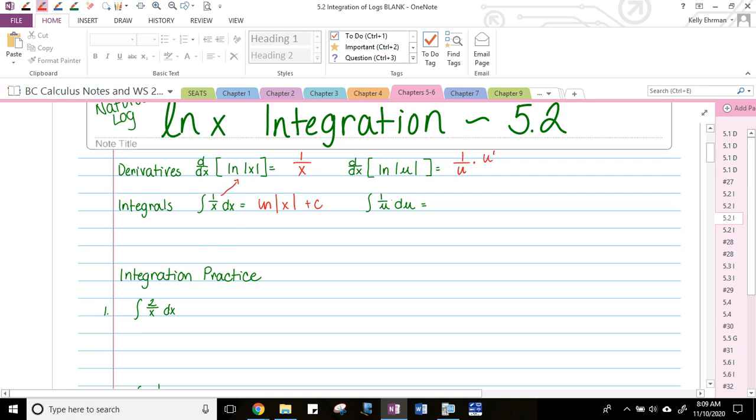And then if it's 1 over u du, then you're going to get natural log of u plus c. But this one would have required some u sub. So you might have to do some adjustment before you can get it to be in the form 1 over u du. And why is this true?